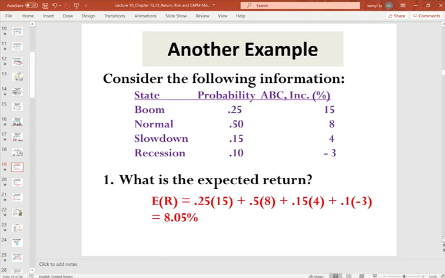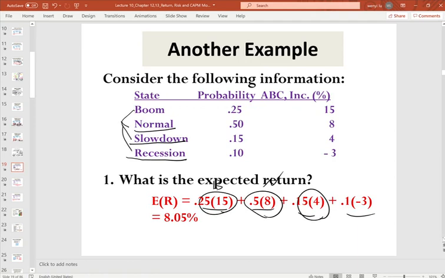In the following example, we are extending the states to four states: booming, normal, slowdown, mild slowdown, then a big recession. The calculations will still be similar to the last example. The expected return is the probability times the return in that state: the probability of the boom times the return from the boom, and likewise for the normal, the slowdown, and the recession. After you solve the products, adding them up gives the expected return.